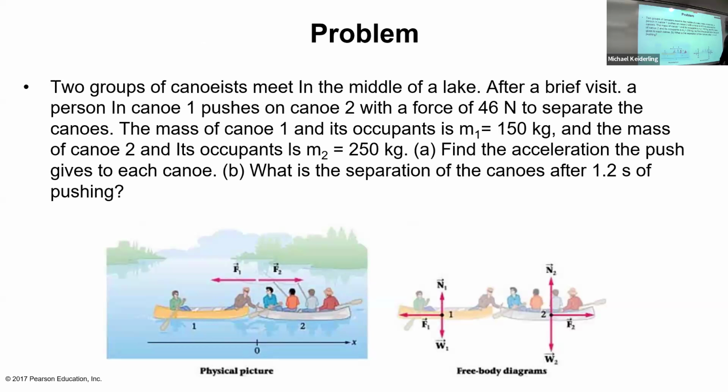So here's an example problem. We did do this problem last time, so I'll just go through the calculation. If you have two groups of canoeists that meet in the middle of a lake, after a brief visit, the person in canoe 1 pushes on canoe 2 with a force of 46 newtons to separate the two canoes. The mass of canoe 1 is 150 kilograms. The mass of canoe 2 is 250 kilograms. We want to find the acceleration the push gives to each canoe and the separation of the canoes after 1.2 seconds of pushing.